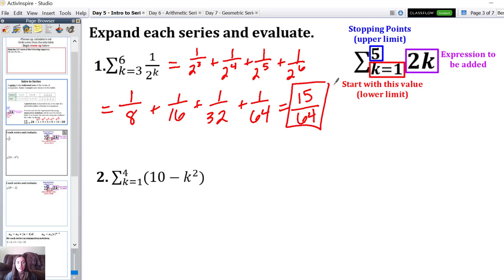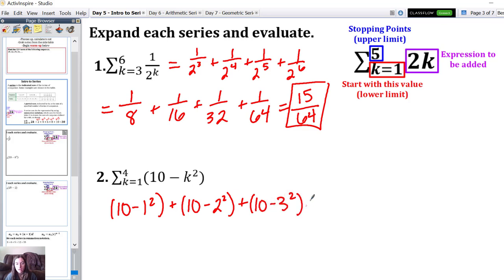In number 2, we're looking at terms 1 through 4, and the expression is 10 minus k squared. So we've got 10 minus 1 squared, plus 10 minus 2 squared, plus 10 minus 3 squared, plus 10 minus 4 squared. We're stopping at 4 because that top number there was 4.